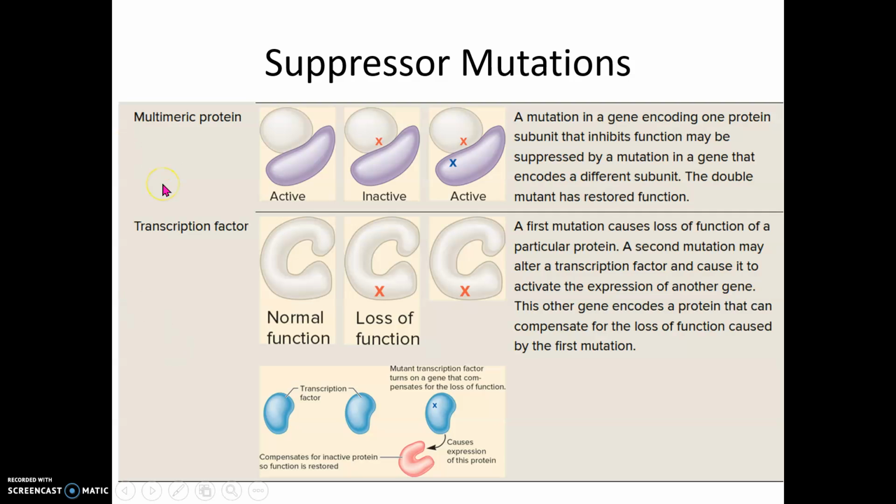You can have them where they work in a complex. So you acquire a mutation in one, they don't fit. You acquire a mutation in both, they fit again.